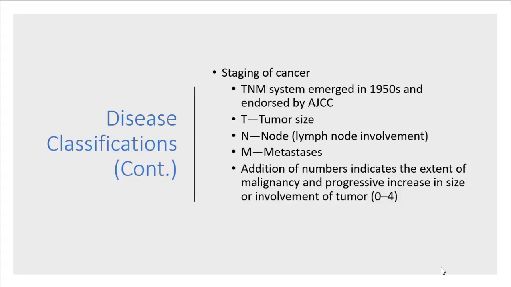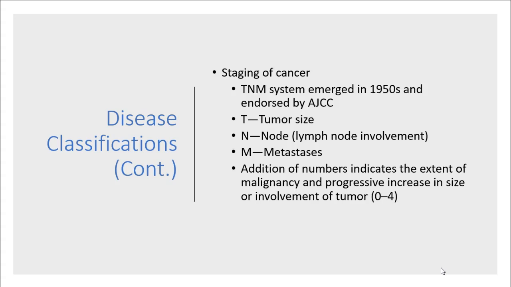Staging of cancer. We use the TNM system, and it's from 1950. T stands for tumor, N is node or lymph node involvement, M is metastasize. Additional numbers indicate the extent of the malignancy. So we usually use 0 to 4. 0 means there's no invasion. Usually for the tumor size, we give a 0 to 4.